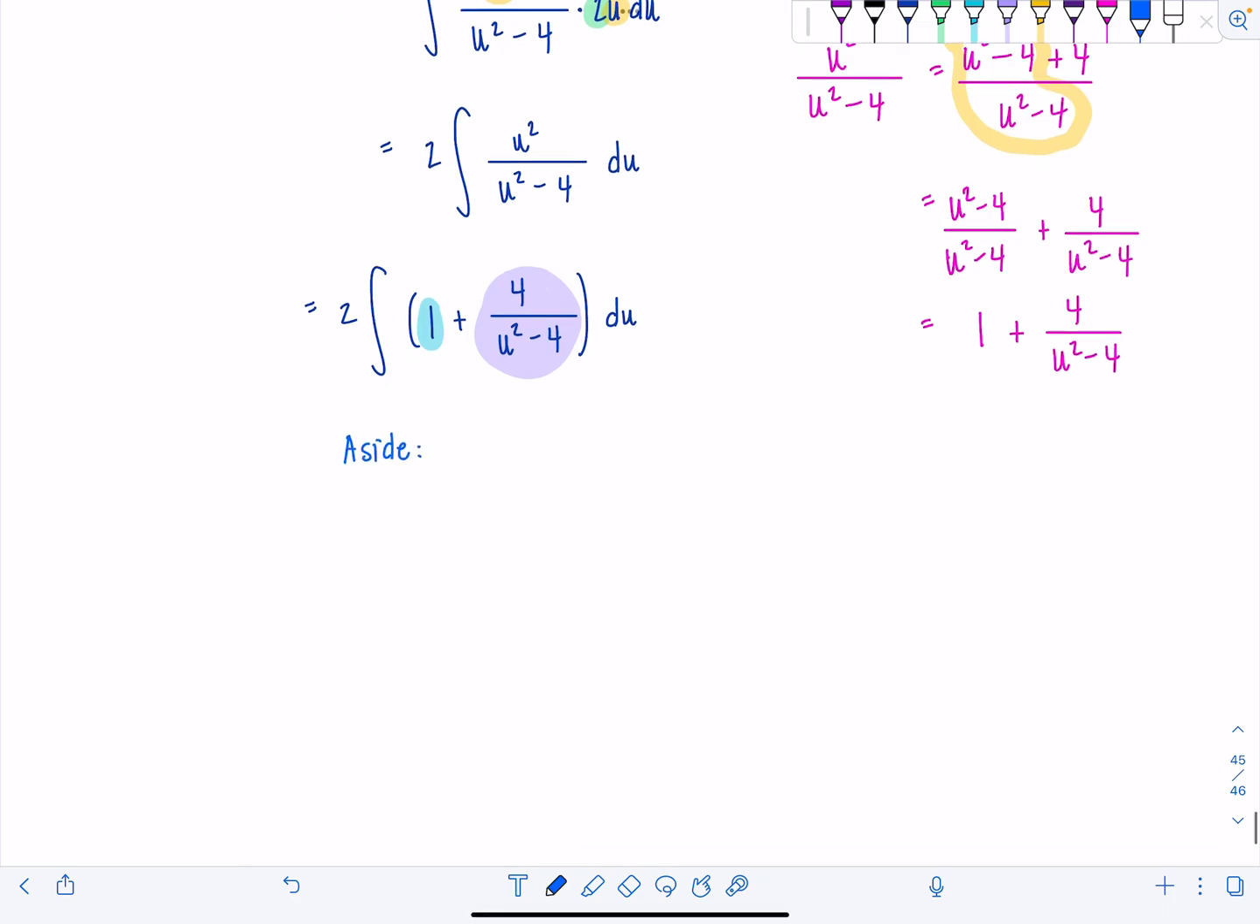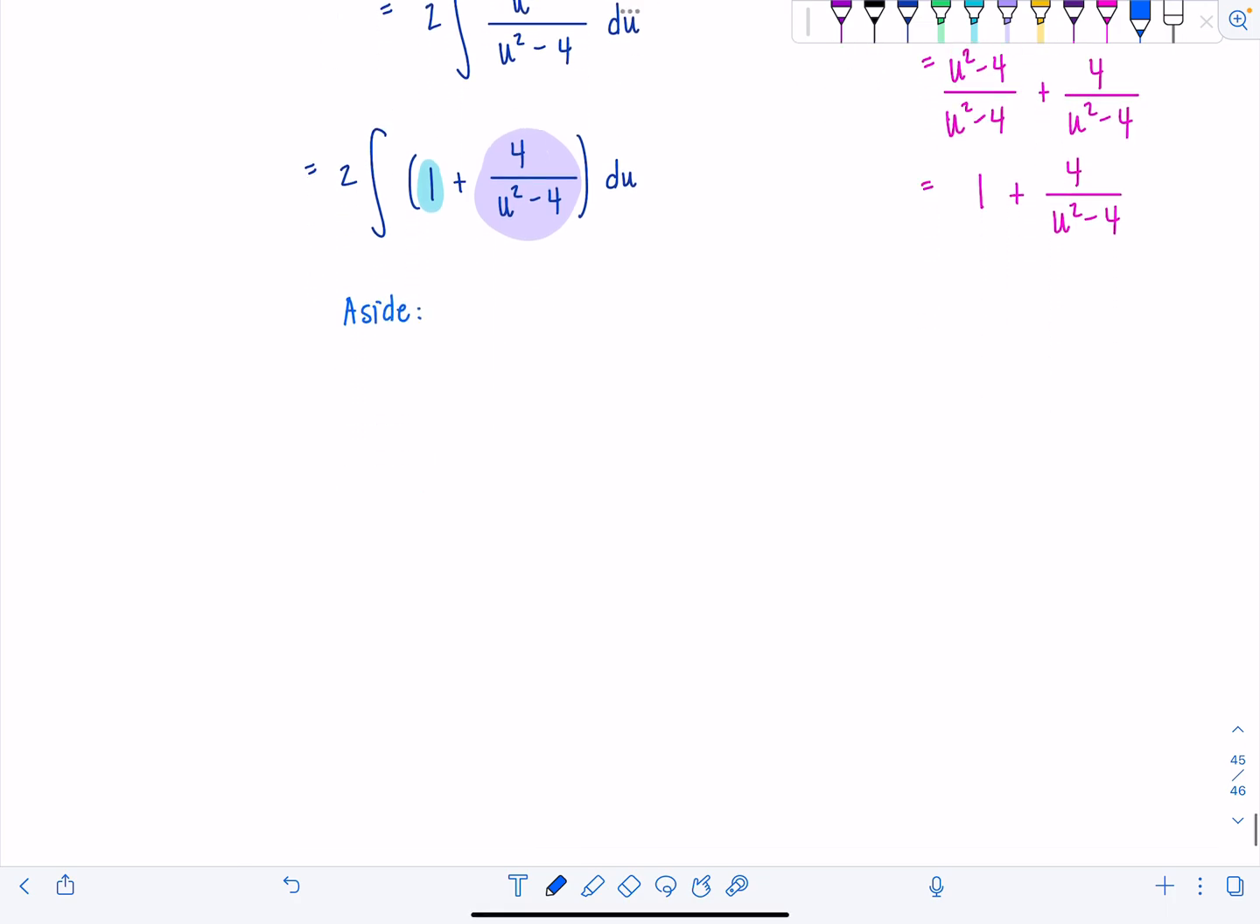Aside. So 4 over u squared minus 4. Let's factor the denominator. It factors into u plus 2 times u minus 2. So each of those is a linear non-repeated factor, so I'm just going to have constants in the numerator. A over u plus 2 plus b over u minus 2.